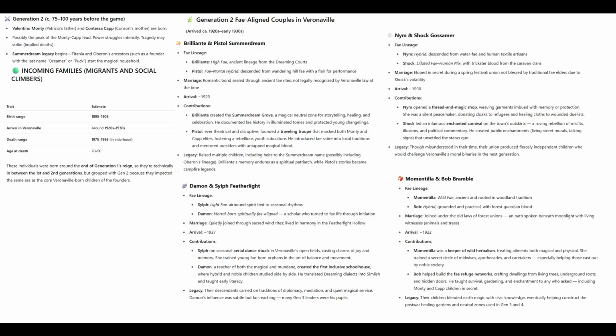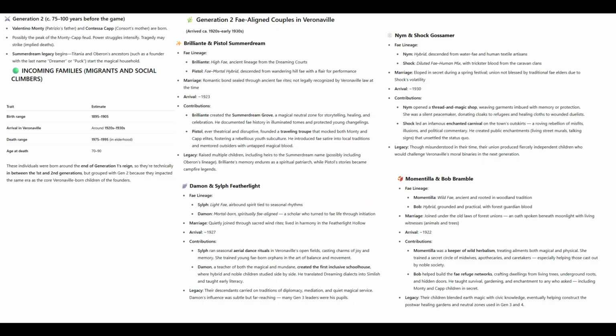Onto Damien and Sylph Featherlight. So, Fae lineage. Sylph is a light Fae, air-bound spirit tied to seasonal rhythms, and Damien's a mortal-born, spiritually Fae-aligned scholar who turned to Fae life through initiation. Interesting. Anyways, their marriage was quietly joined to sacred wind rites, lived in harmony in the Featherlight Hollow, with ChatGPT predicting them arriving at around 1927.